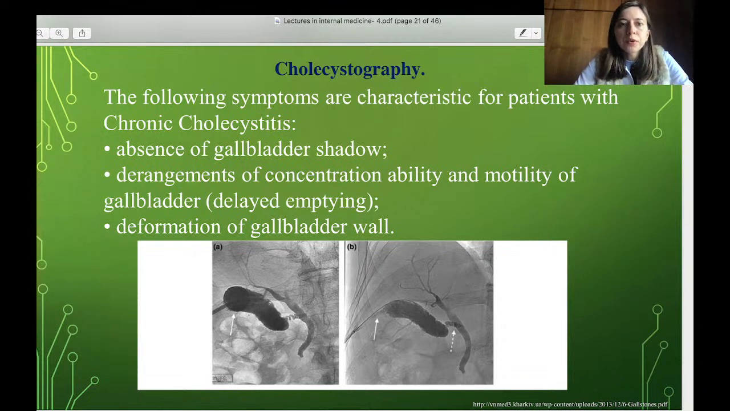Cholecystography. The following symptoms are characteristic for patients with chronic cholecystitis: absence of gallbladder shadow, derangement of concentration ability and motility of the gallbladder, and deformation of the gallbladder wall.